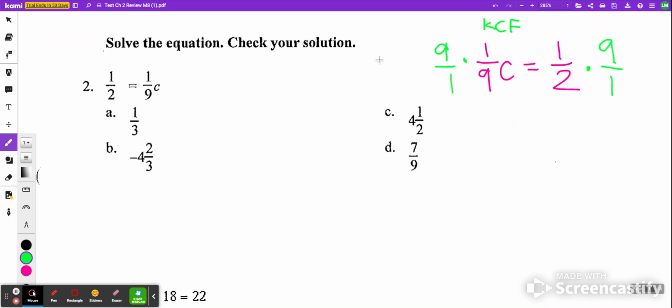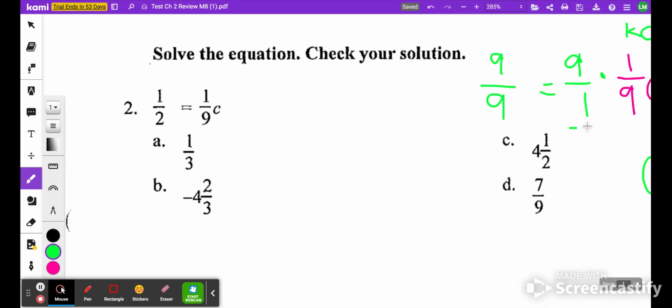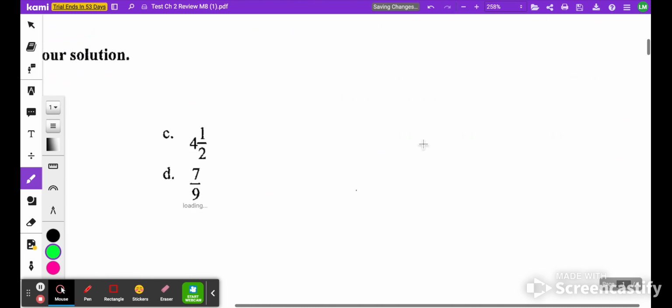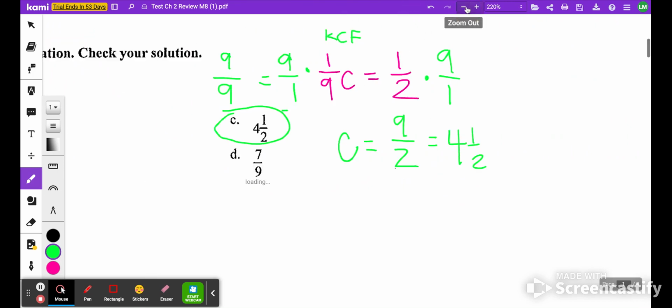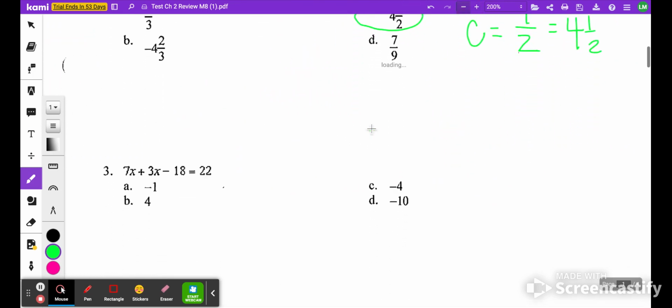Again, this is the reason why this works. 9 times 1 is 9, and 1 times 9 is 9 as well. This is equal to 1, so that is how I'm able to get 1c. However, when I do it on the other side, 1 times 9 is 9, and 2 times 1 is 2. I don't see 9 over 2 as my answer, so I could divide this and make it into a mixed number. 2 will go into 9, 4 times, with 1 left over. So C is your correct answer for that one. Let me reset my zoom here.